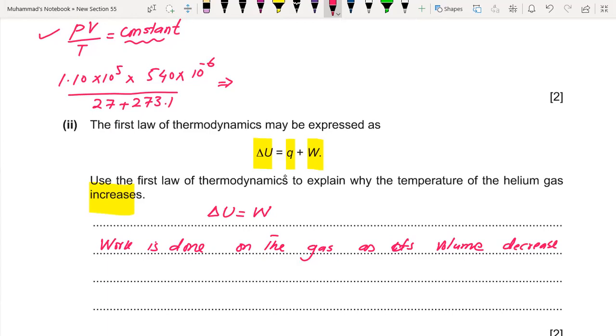If work is done on the gas and no thermal energy is being supplied, then internal energy should increase. Work is positive, you know that. If the work is done on the gas, this W should be positive and internal energy should increase. So, if the internal energy increases, then temperature should increase.